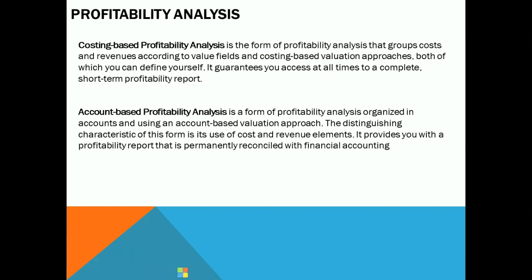How many goods have been raised for the sales order, how many goods have been delivered, what is the total billing amount, what is the total net revenue, what is the total gross revenue we have got. On that gross revenue, I would like to do the profitability analysis. There are two types: one is cost based, another one is account based. Normally we take the costing based for internal purposes, because why?